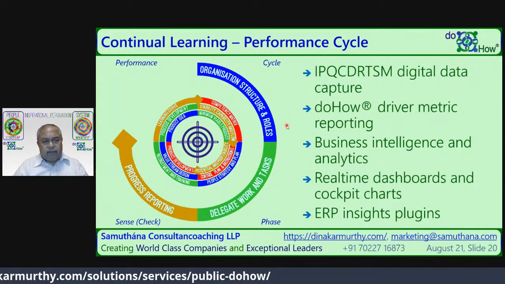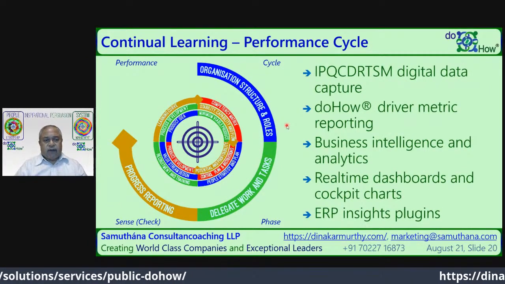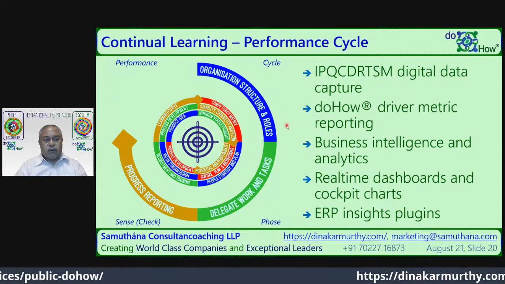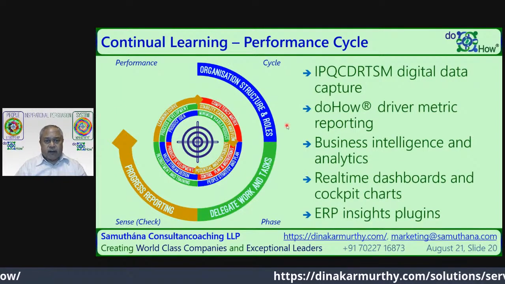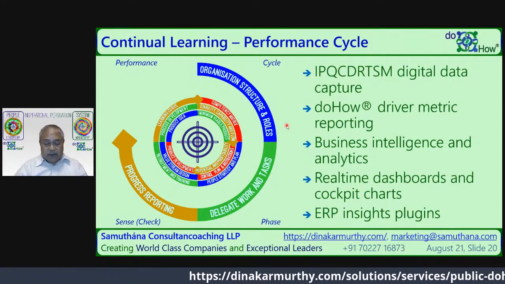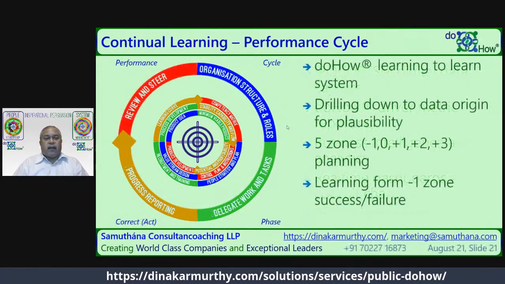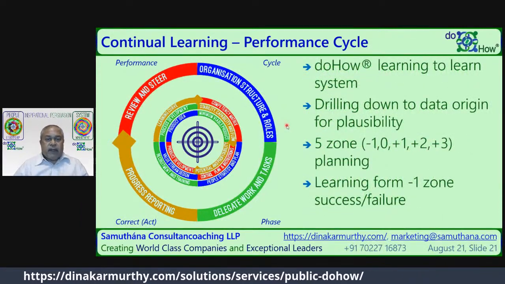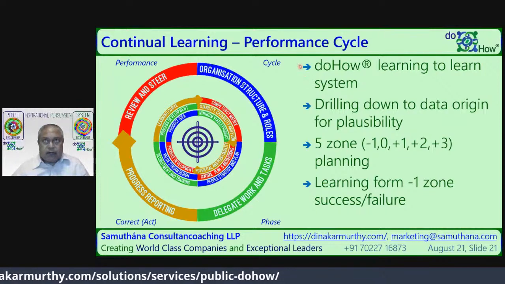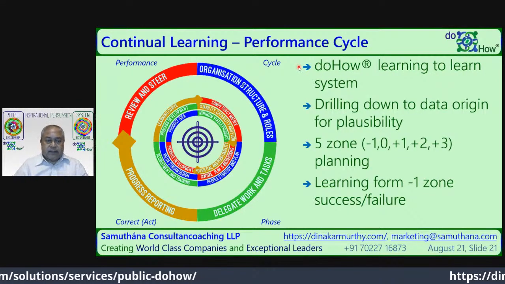And then you have a phase of sensing, which is to report the progress, to really look at where we stand today, and that is a check phase. And today I'll be talking about the review and steer. So before we go to the review and steer, it's important that the earlier three phases are really completed.